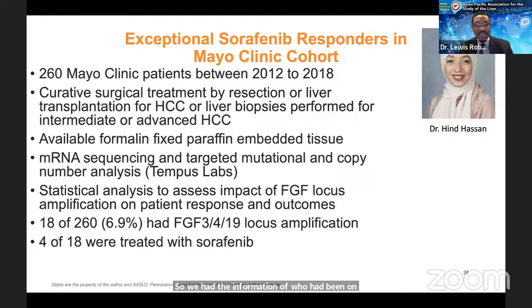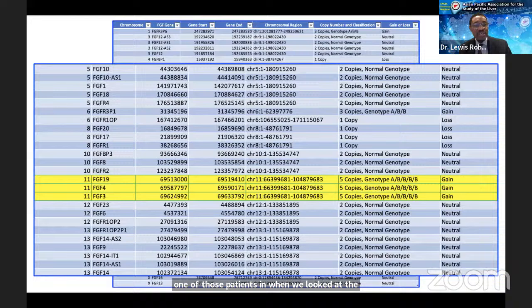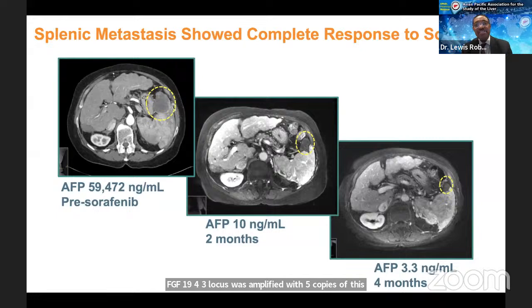And it turned out that 18 of the 260 patients, so about 7%, had amplification at this FGF3, 4, 19 locus on chromosome 11. And in the course of treatment, 4 out of the 18 had been treated with sorafenib. And when we looked at, this is one of those patients, and when we looked at the different FGF pathway genes, you can see here that on chromosome 11, the FGF19-4-3 locus was amplified with 5 copies of this locus in this patient. And this is a patient who had been referred to me.